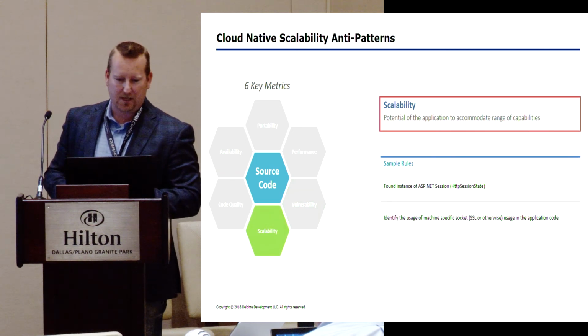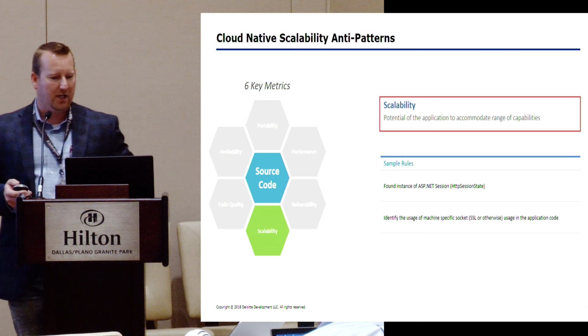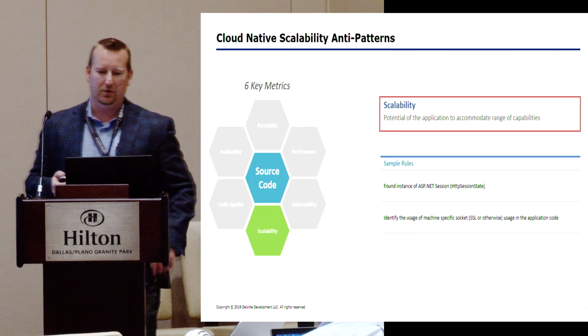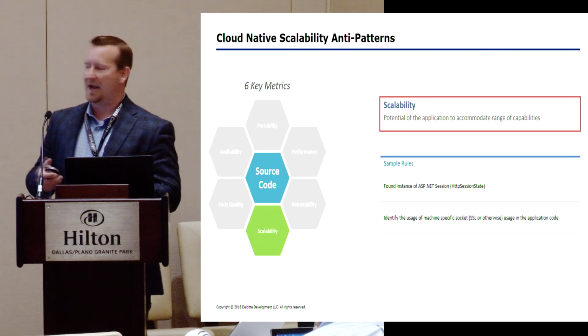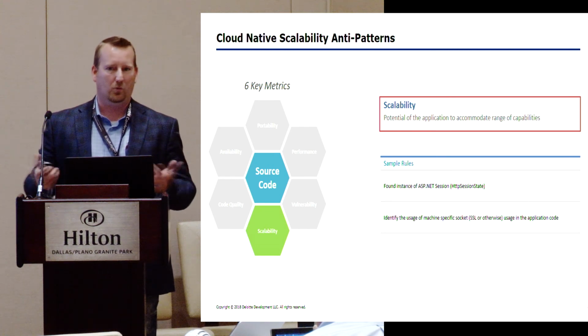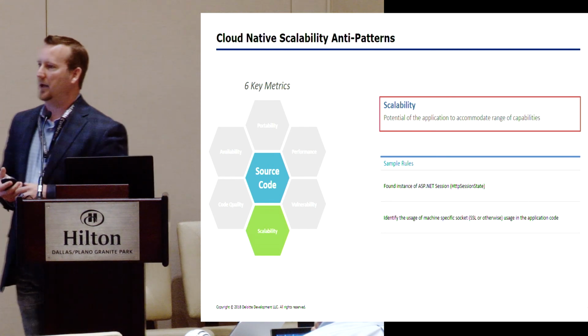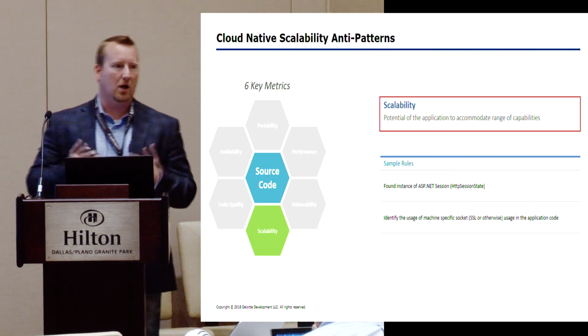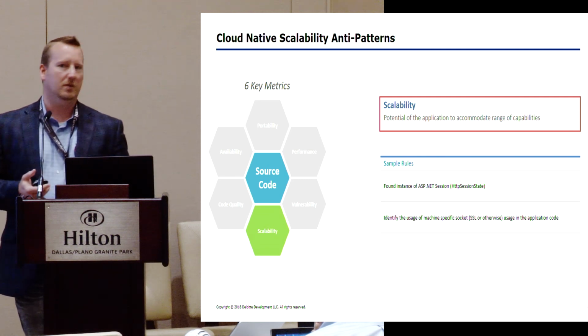The next one is scalability. So this is the potential of an application to accommodate a range of capabilities. Right? So basically, how can I scale? Right? We're going to the cloud because we want to scale. Right? So I've got 3 services. I get a lot of load. I need to scale out. I need to introduce another service.